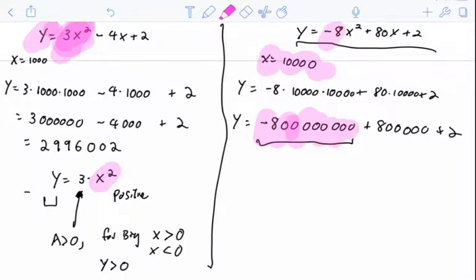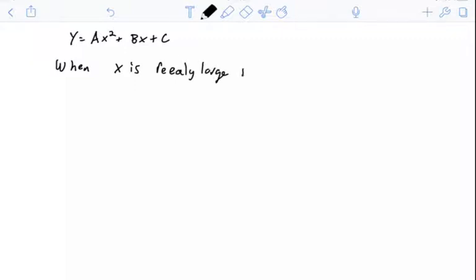Okay? So what we're saying is, if we look at the coefficient of the first term in the general form, ax squared plus bx plus c, when x is a really large positive or negative number, then y will be approximately equal to ax squared, because the bx and the c are tiny numbers compared to what this number is going to be.